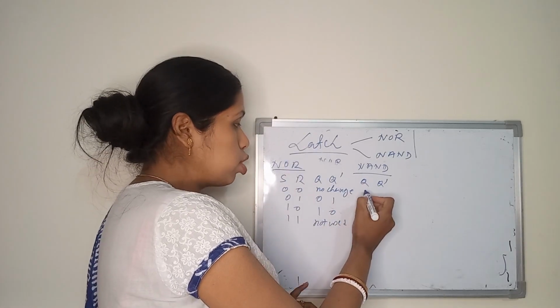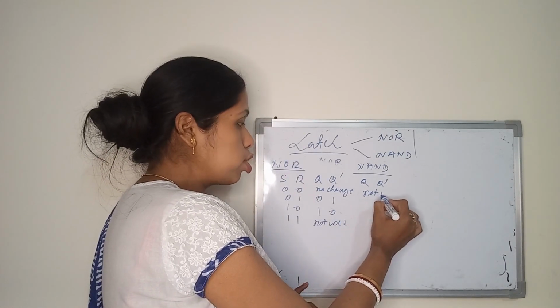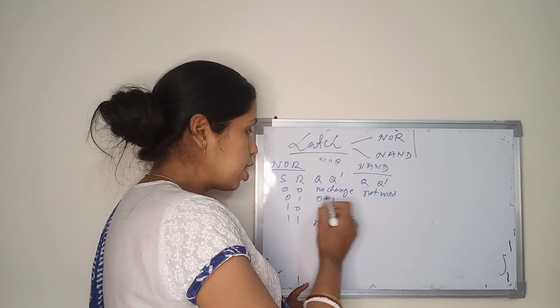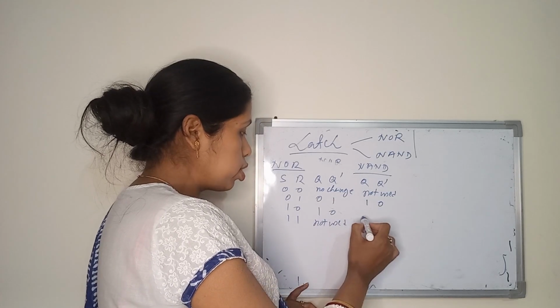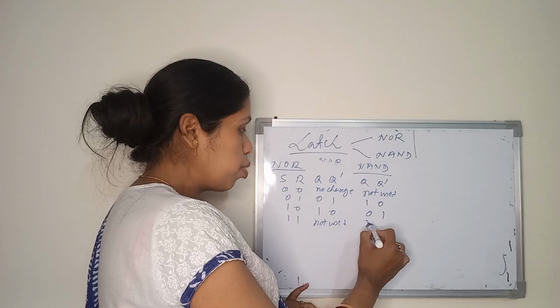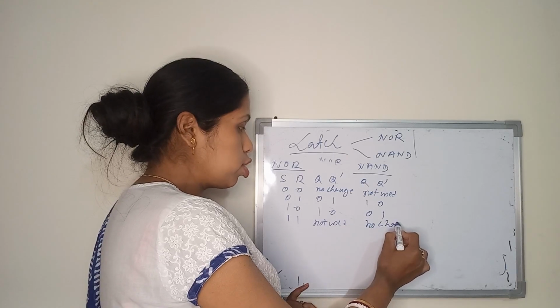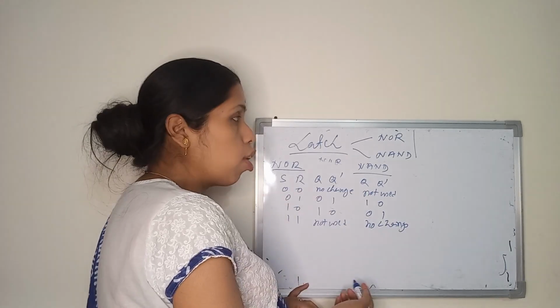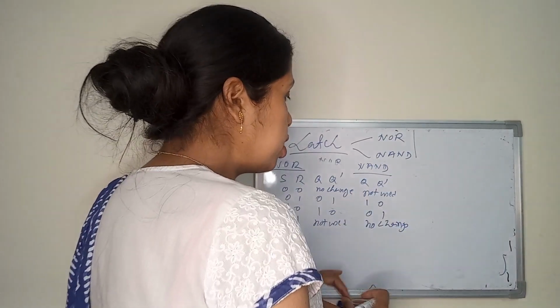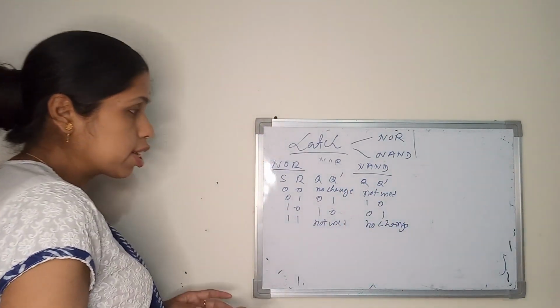If I give 00, it is the not used condition. 00 is the not used condition for the NAND latch. 01 gives 10, 10 gives 01, and 11 is the no change condition. So it is just the opposite of the NOR latch. How I am getting this output, I will discuss now.